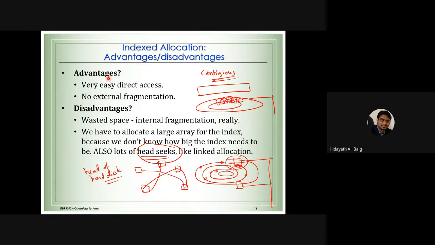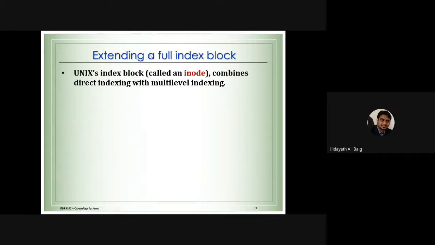So these are all the advantages and disadvantages of indexed allocation. This method is used by Unix. What will be there in Unix? We call it the inode. This is the index allocation block, or Unix index block, called an inode. Please remember, there may be a multiple choice question asking what an inode is. An inode combines direct indexing with multi-level indexing.